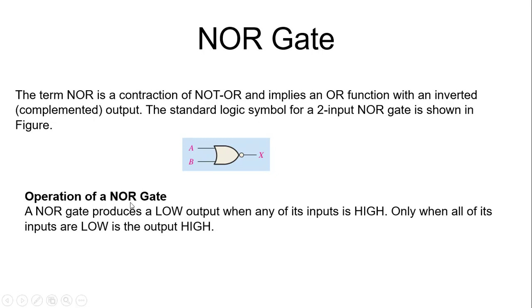Operation of a NOR gate. A NOR gate produces a low output when any of the inputs is high. If any of the inputs is high, if A is high or B is high or both are high, the output will be low. When both the inputs are low, then the output will be high. When all of its inputs are low, the output is high.